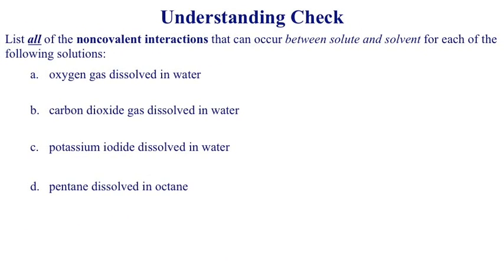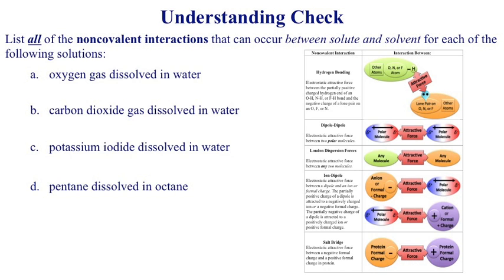Try another problem. In this problem, I want you to list all the non-covalent interactions that could occur between solute and solvent for each of the following solutions. You may find it helpful to go back to Chapter 4 and review the 5 types of non-covalent interactions. Click pause and work on the problem now.